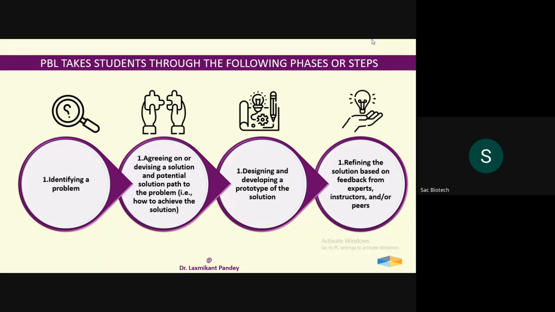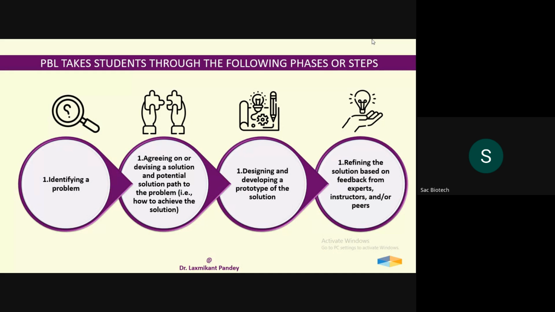Okay, now the next part is, as I discussed, why PBL is important. Now the next part I'm going to discuss is what are the phases or the steps involved in project-based learning. So there are basically 4 phases, 4 steps involved.